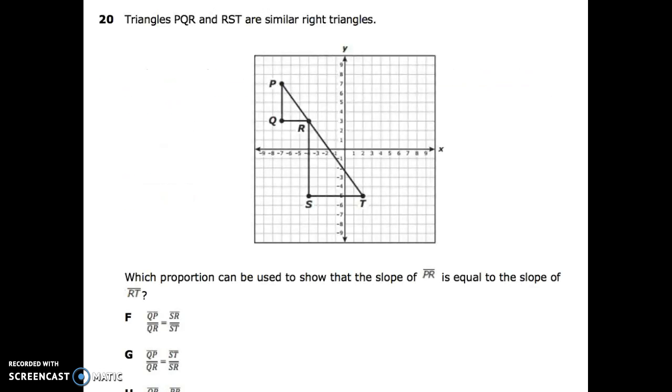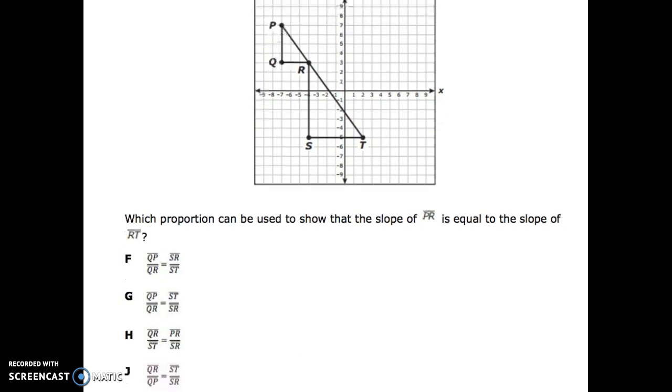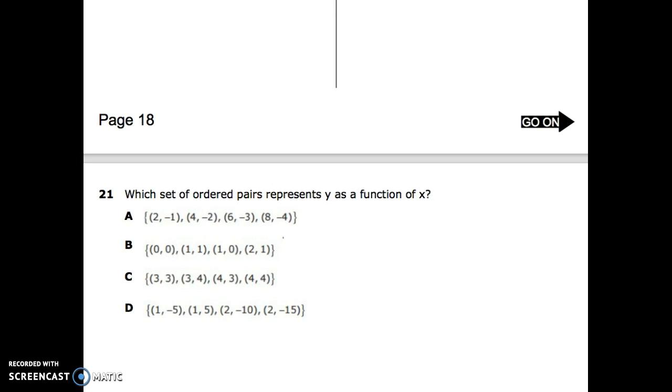Number 20. Triangles PQR and RST are similar right triangles. Which proportion can be used to show that the slope of PR is equal to the slope of RT? Which set of ordered pairs represents y as a function of x?